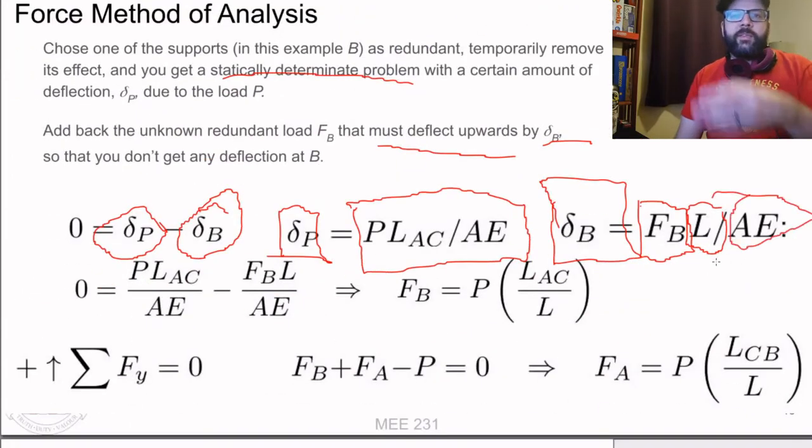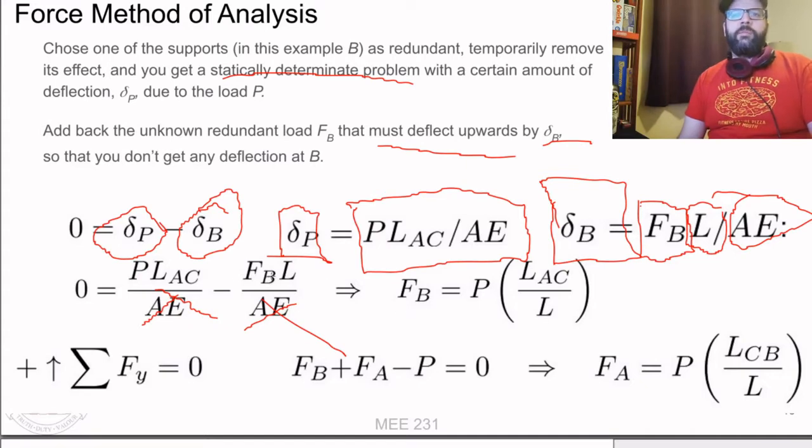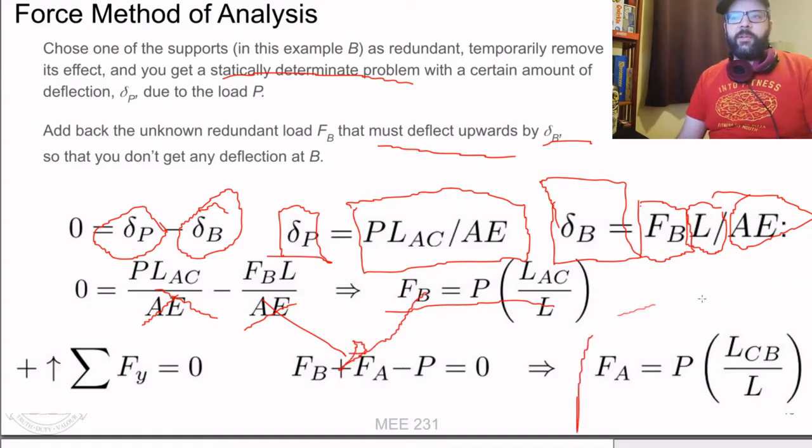And then E, obviously. Add these two things together, you can cancel out AE, and then you can solve for FB by just dividing by L. And yeah, then you get your FB in terms of P, the length between A and C, and L. And then once you have that, you can plug that into here, and then solve for FA.